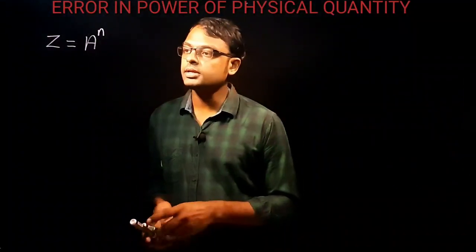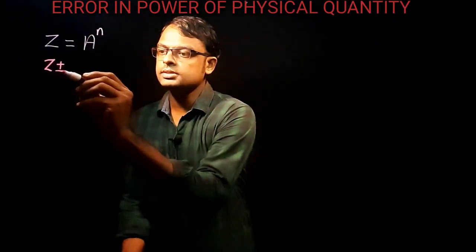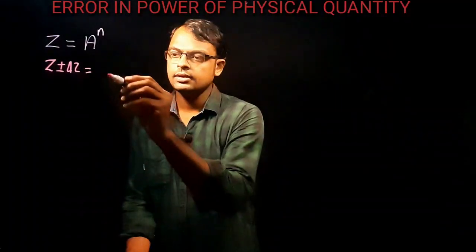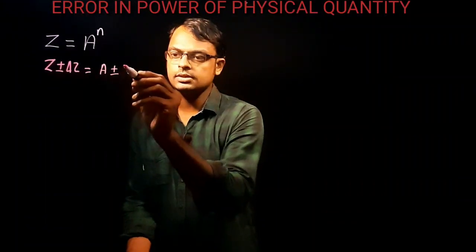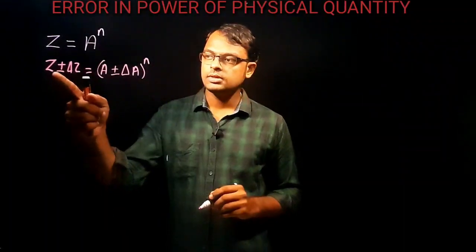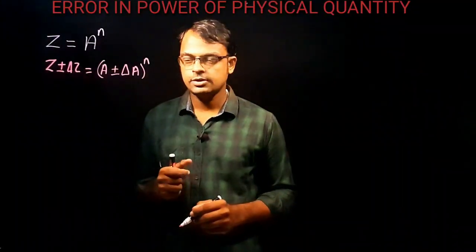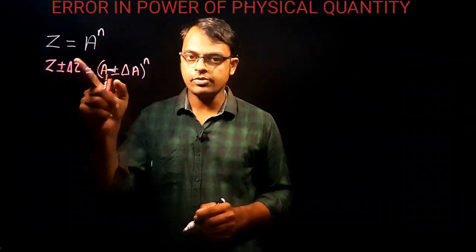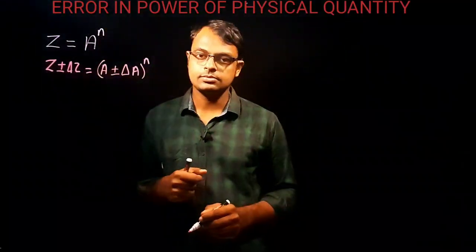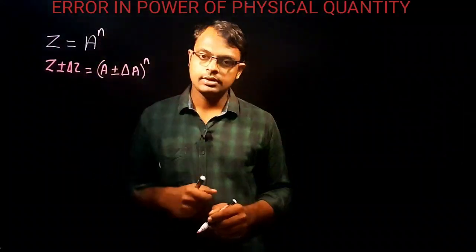So usually how will you write this? We can write it as z plus or minus delta z is equal to, what is the error in a? a plus or minus delta a, all to the power n. So what is this? Z is the final result, plus or minus delta z is the absolute error in the final result. So we are going to calculate the effective error in the final result. We are measuring only one quantity a, but we are using it n times, a to the power n.